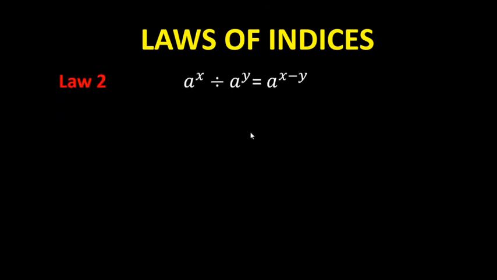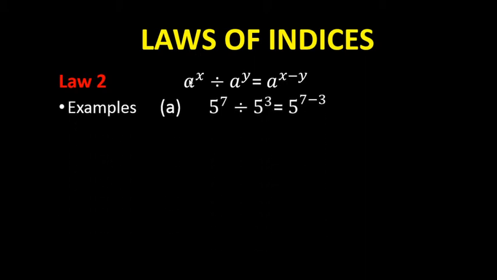Law 2. A raised to power x divided by a raised to power y will give us a raised to power x minus y. Anytime you have the same base and you have division sign in between them, we subtract the index. For example, 5 raised to power 7 divided by 5 raised to power 3 will give us 5, 7 minus 3. And that will be 5 raised to power 4.